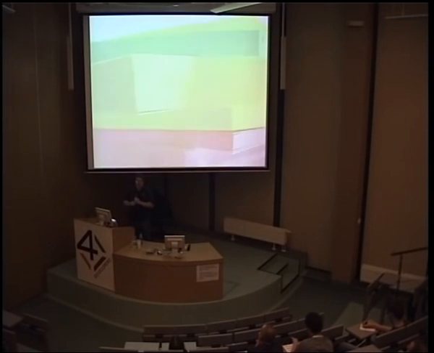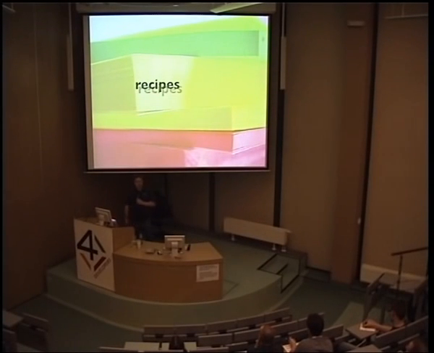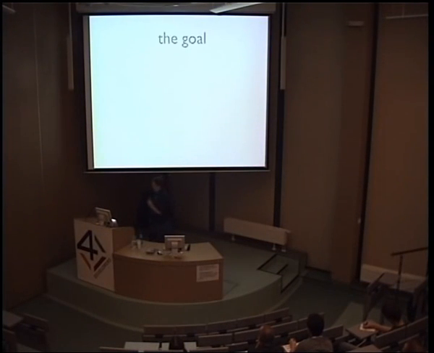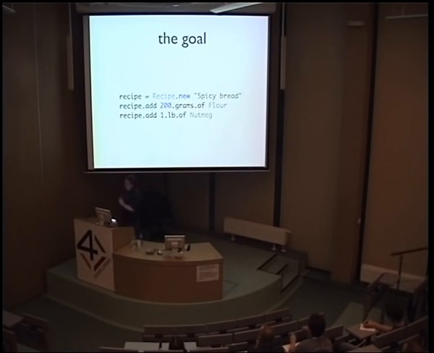Okay, I'm going to stay in this same bakery theme and talk for a bit about recipes. What I want to do is create a Fluent interface that allows me to express recipes. And here's my goal syntax. I want to be able to say something like recipe.new and then recipe add 200.grams of flour and recipe add 1 pound of nutmeg as a Fluent interface.